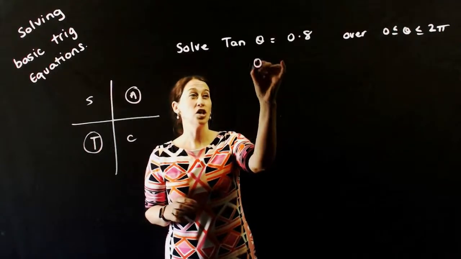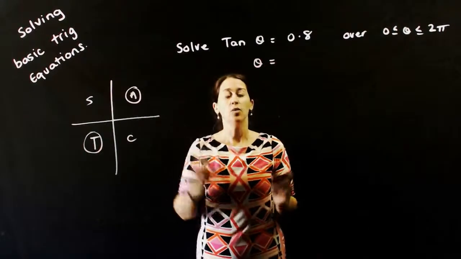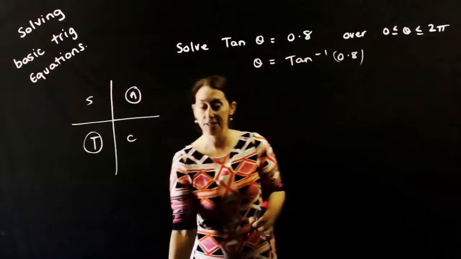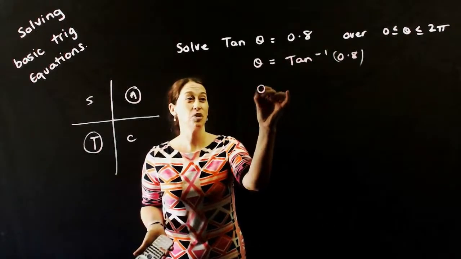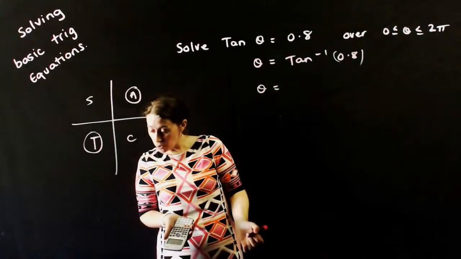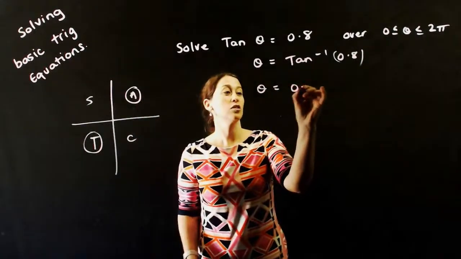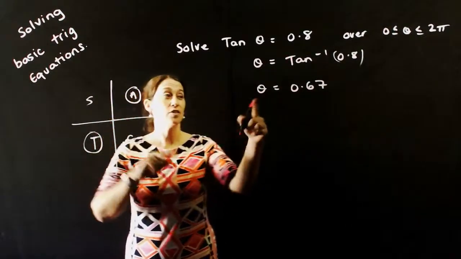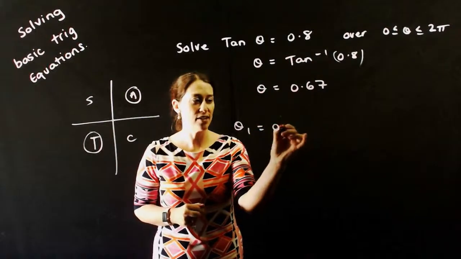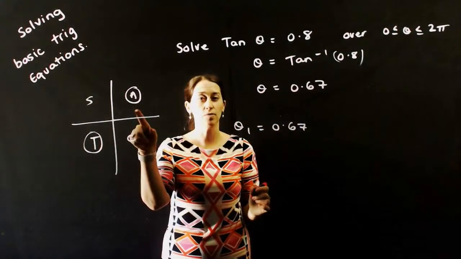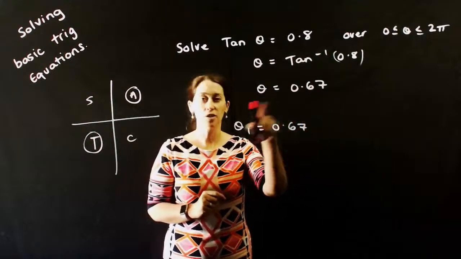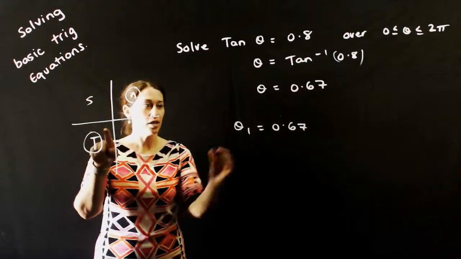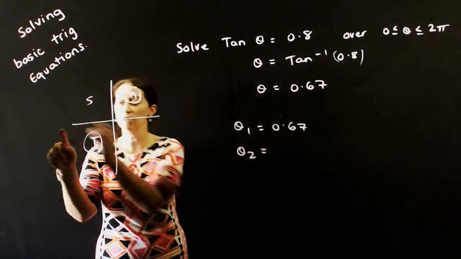To find the initial acute angle, which sits here, we need to do tan to the minus 1 of 0.8. Now obviously I'll need to use the calculator for that. So if I use the calculator, I've previously done this already, we get theta equals 0.67, correct to 2 decimal places. Now, let's look at that angle there. We can actually say that this is a solution. So our first solution is 0.67 because it's sitting in this quadrant. You may get instances where this is not necessarily a solution to the equation, so you do have to be careful there.